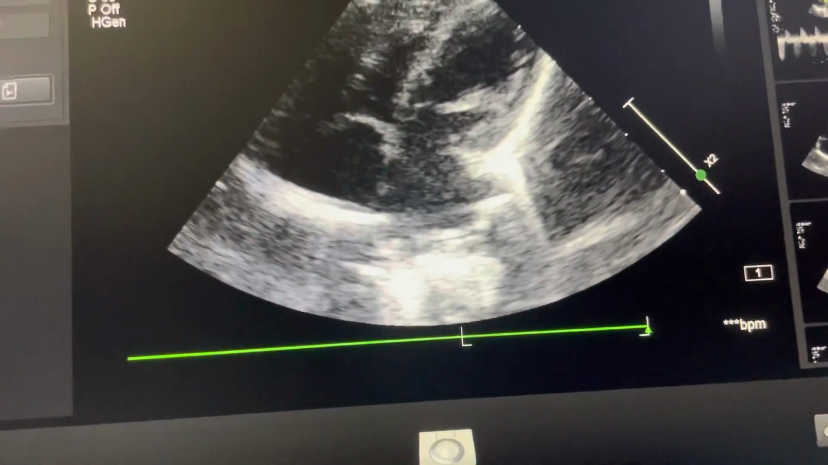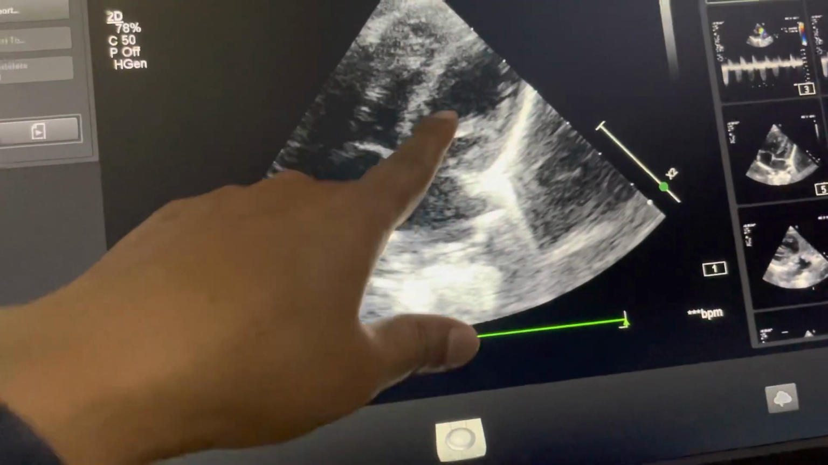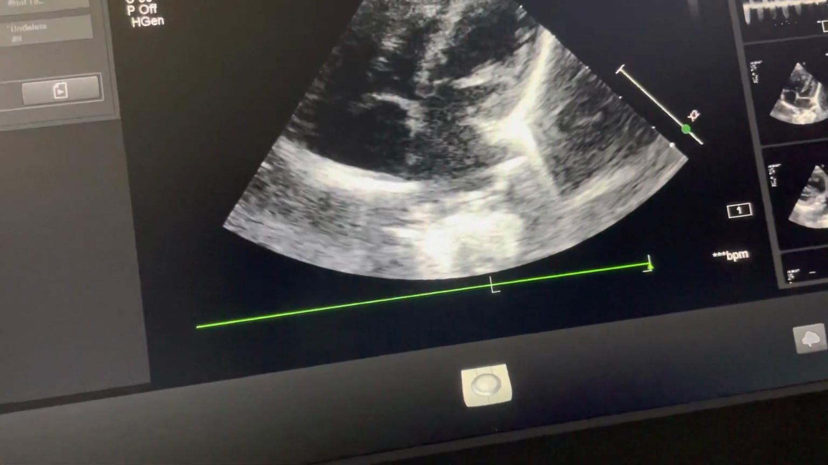AV concordance is, left atrium attached to left ventricle and right atrium attached to right ventricle.